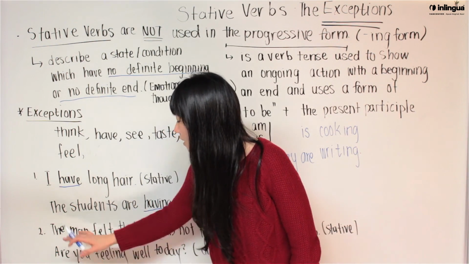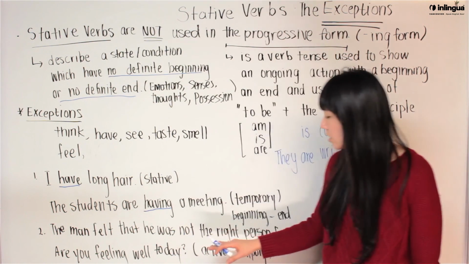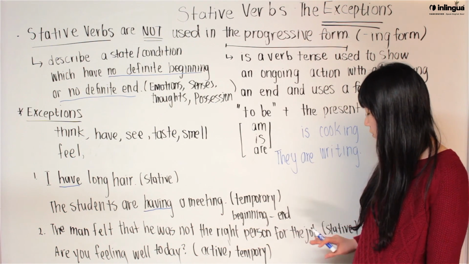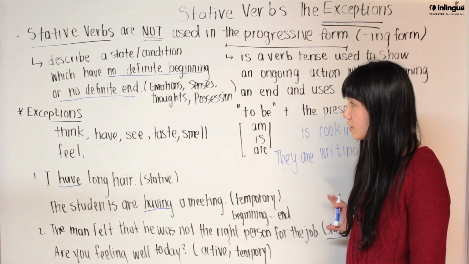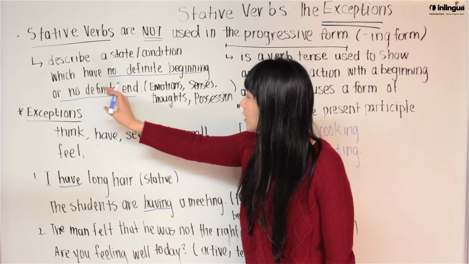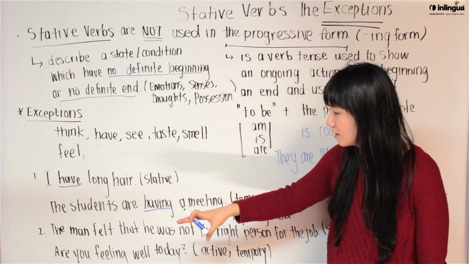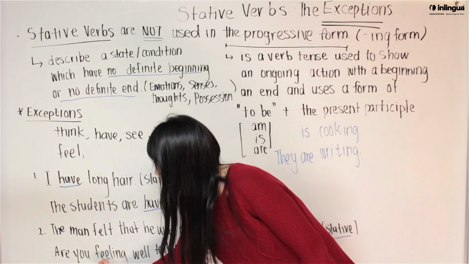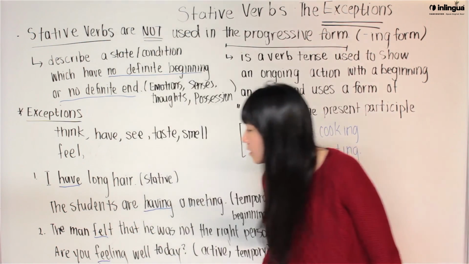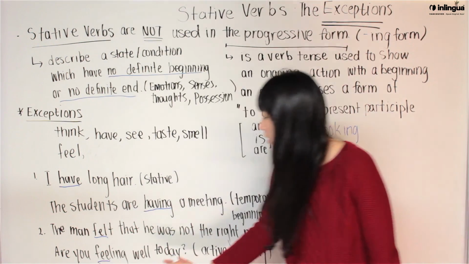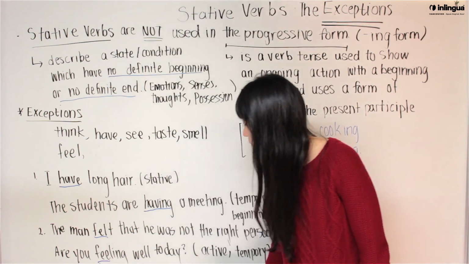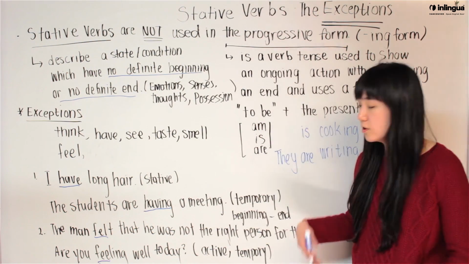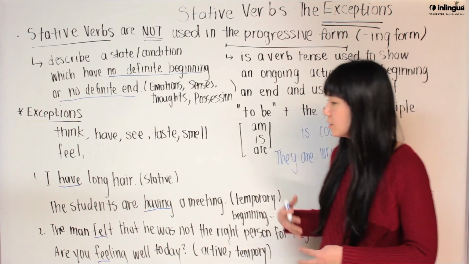Another example is: the man felt that he was not the right person for the job. This is what he felt. So it's stative, it's a condition with no definite end or no definite beginning. However, here's another one. Are you feeling well today? This is the question form using the ing form of the verb, and it's active, so the feeling will pass, so it's temporary.